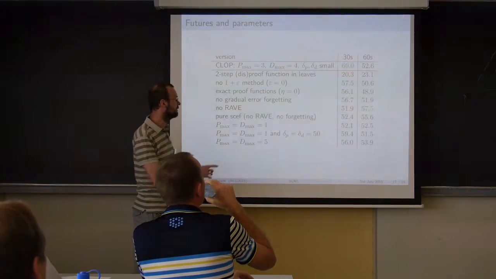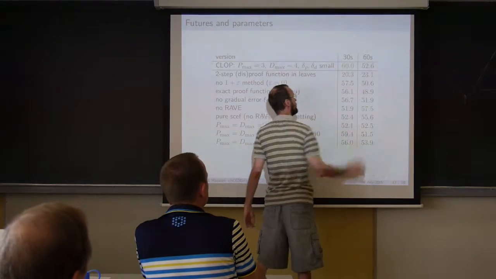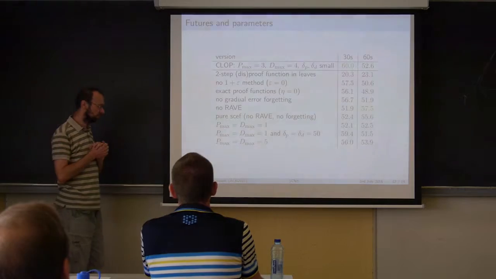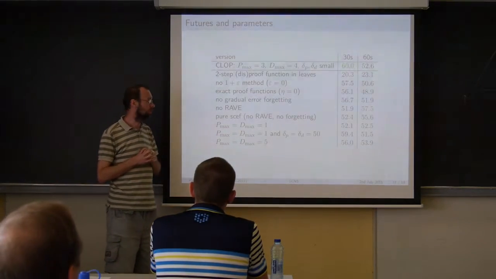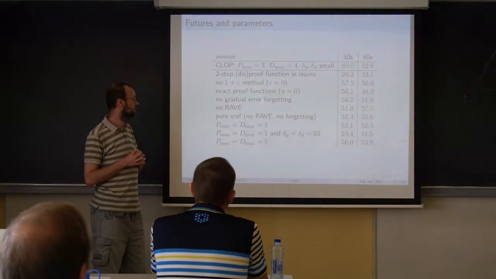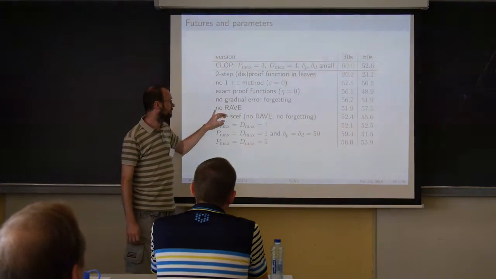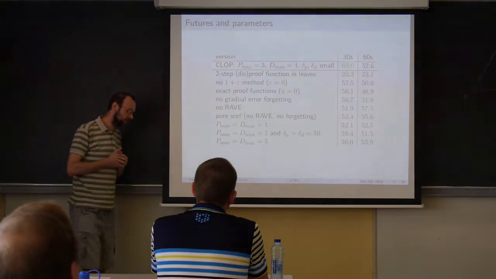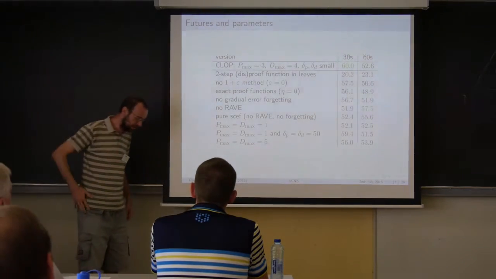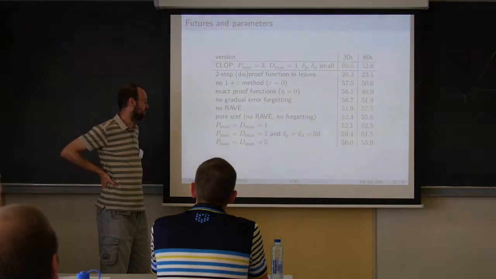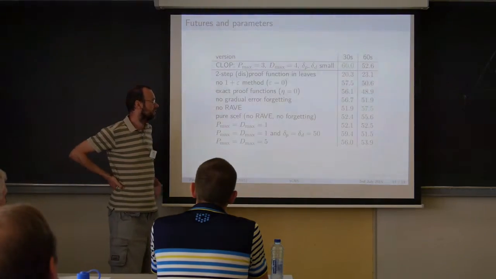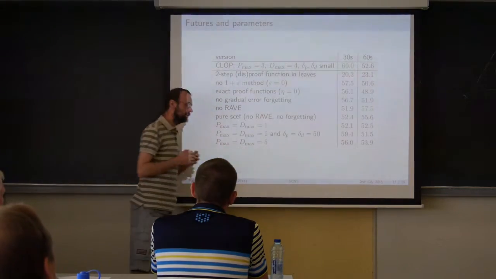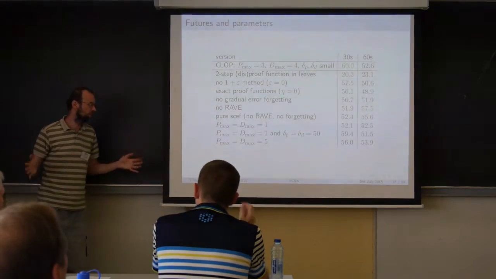What else is important? When we increase the time limit, so 60 seconds per move, it showed up that the parameters found by CLOP are wrong. They are not correct. For instance, it is better to switch off RAVE. Why is that? Because we think that CLOP just over-optimizes those parameters. So it's better to switch off RAVE or increase Pmax, Dmax, because when we have more time, we can search a little bit wider.